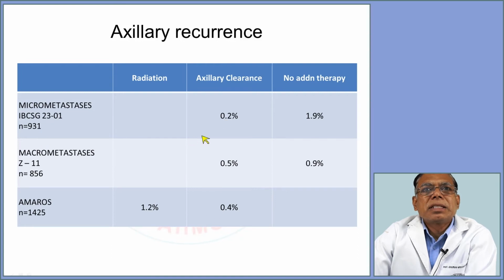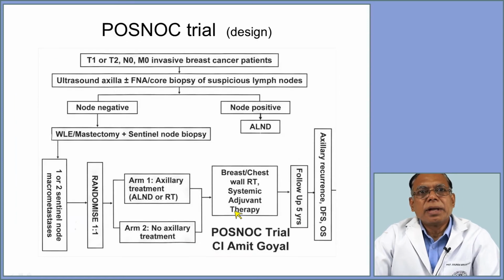In women having micrometastasis, axillary recurrence occurs in an exceedingly low proportion, 0.2%, and if you do not offer any further therapy, only 1.9%. Presence of macrometastasis, as shown in the Z11 trial, 0.5% after axillary clearance, 0.9% after observation of the axilla alone. In the AMAROS trial, we observed that radiotherapy in the axilla has a recurrence rate of only 1.2% as opposed to 0.4% with axillary clearance.